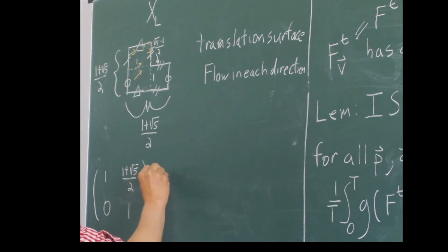And then this sends the golden L to itself. Okay, and how can I see that? I can see that by thinking that I've got two cylinders here. I've got a cylinder here. On one side it's 1, and the other side it's 1 plus the square root of 5 over 2. And what have I done? I've sheared it.